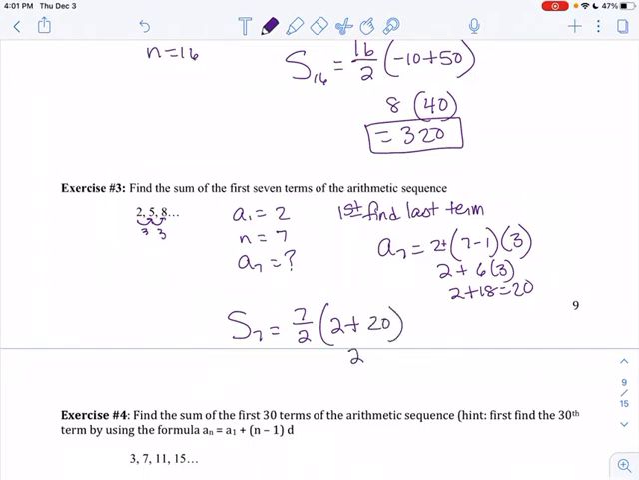2 plus 20 is 22, and 22 times 7 over 2 is 77. So this was a little trickier because you didn't know the last term. I had to figure out the last term by using that formula I learned in a previous lesson. Okay, let's look at the back right here.